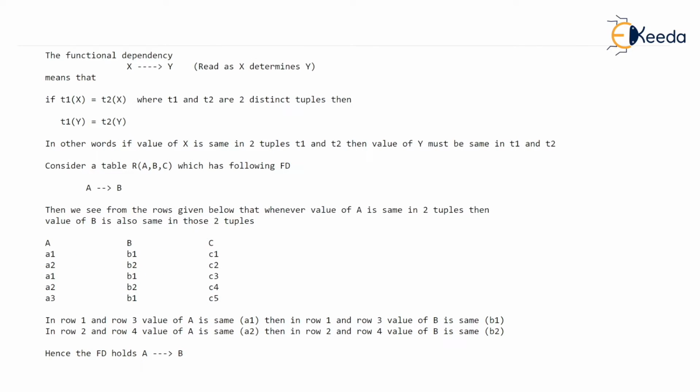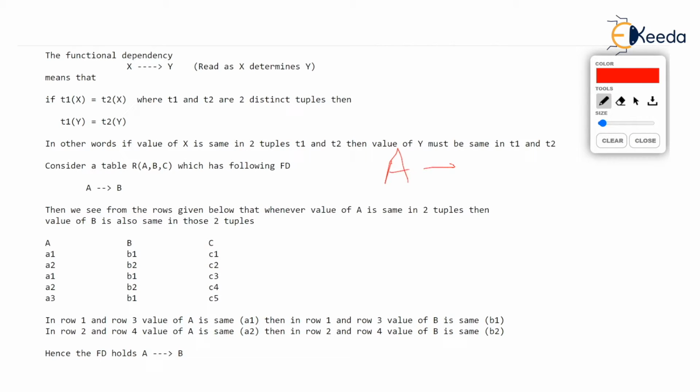Observe some word of caution. A determines B. I hope you are reading it again and again as follows. If the value of A agrees in T1 and T2, if they are the same in the two tuples T1 and T2, then the value of B must agree in those two tuples, isn't it? So it is from A to B. If the value of A is equal in two tuples T1 and T2, then the value of B must be equal in those two tuples. Don't make it the other way.